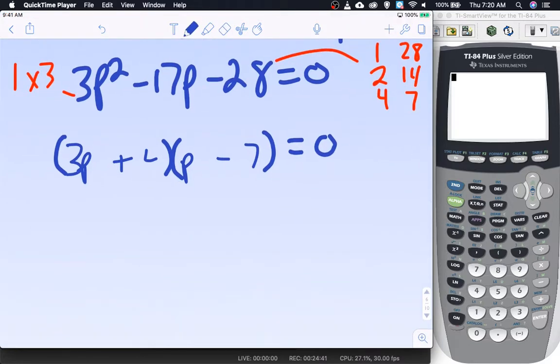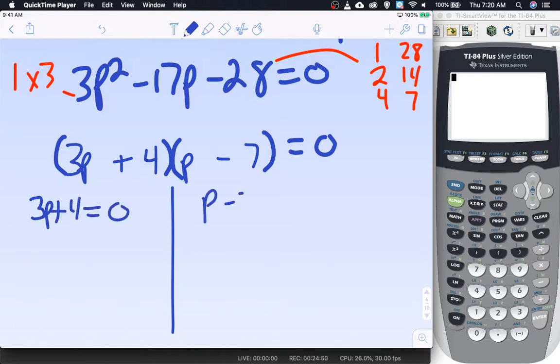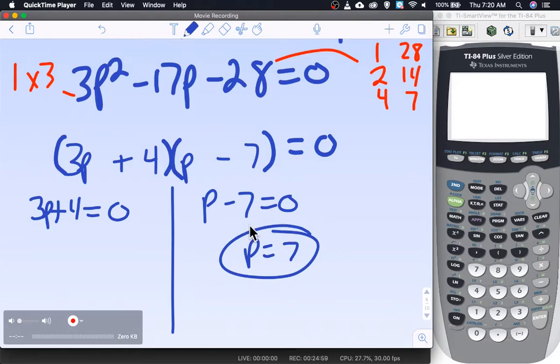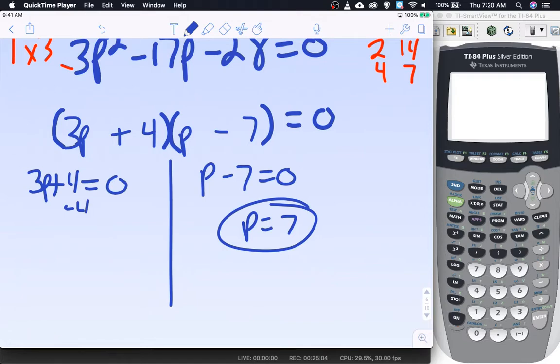And now the solving. Using our zero product property, either 3p plus 4 equals 0 or p minus 7 equals 0. I'm going to solve the right side first because I can do that in my head just by adding 7 to both sides. Over here, it's going to be a fraction. I'm going to subtract 4 on both sides. 3p equals -4. Divide by 3 on both sides, and p equals -4/3.